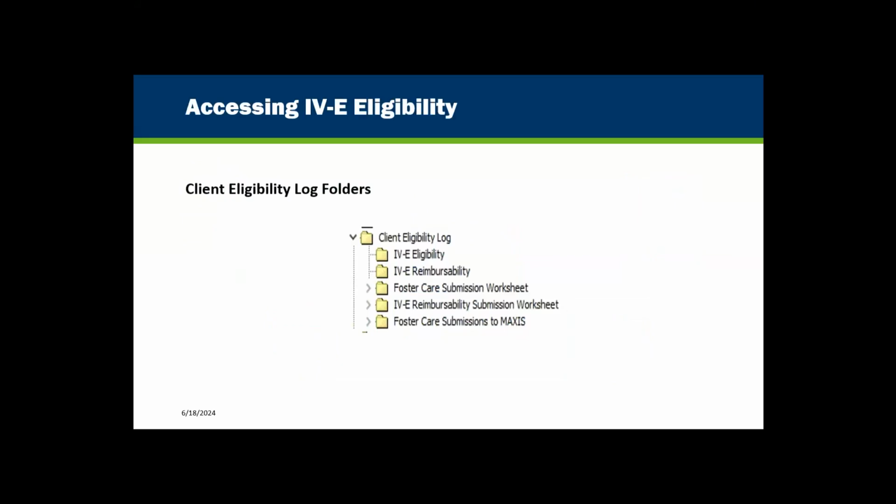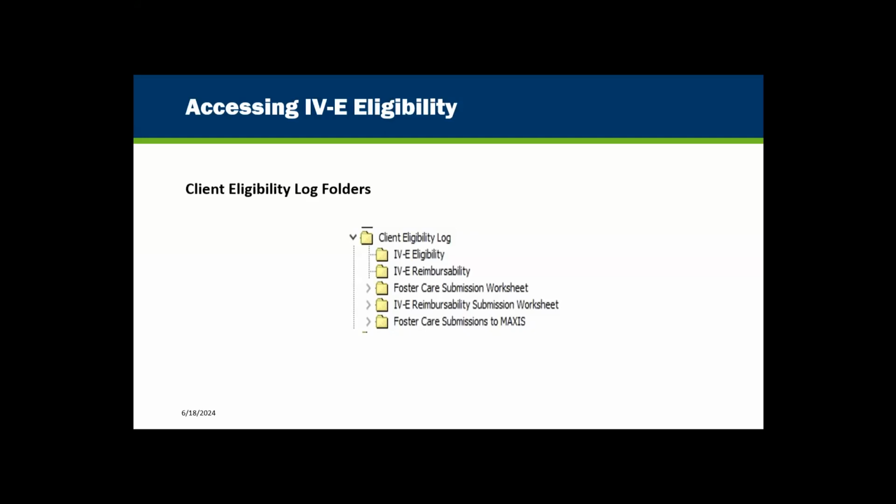But I will then move forward with the next piece, which is how do we communicate this information? So in SSIS, under Client Eligibility Log, there are 5 folders. The top 2, the 4E Eligibility folder and the 4E Reimbursability folder, are display only in SSIS. So you can't actually enter any information into those folders. What happens in those folders is once action is taken within Maxis to approve Title 4E eligibility or deny Title 4E eligibility, that information will populate from Maxis and through a referral and populate into that 4E eligibility folder in SSIS. So you can actually see within SSIS what action has been taken on a Title 4E determination. Again, that's that first folder under Client Eligibility Log.